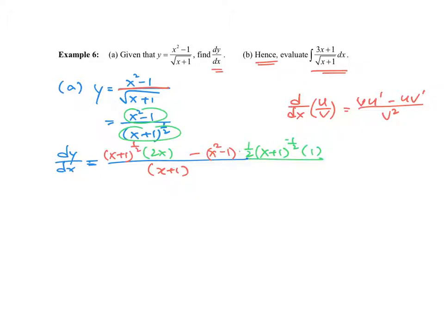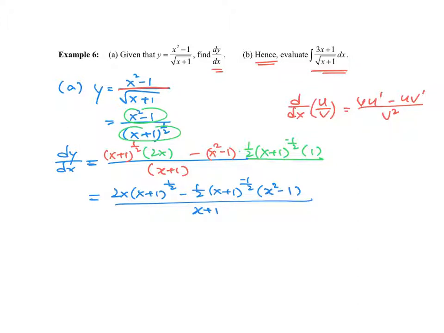So here comes the result of dy/dx. Of course you still need to simplify it, definitely. So you have 2x (x plus 1) to the power 1 over 2. Next you have minus 1 over 2 (x plus 1) to the power minus 1 over 2, and then (x squared minus 1) afterward. So you still have (x plus 1) at the bottom. Now it doesn't look like a very good answer, because there's a 1 over 2 here, as well as the power 1 over 2 but power minus 1 over 2 for x plus 1.